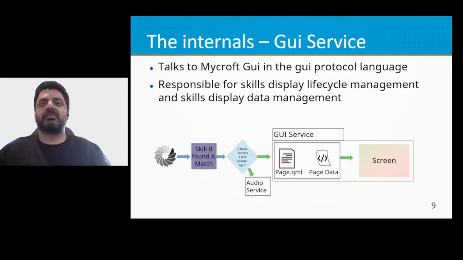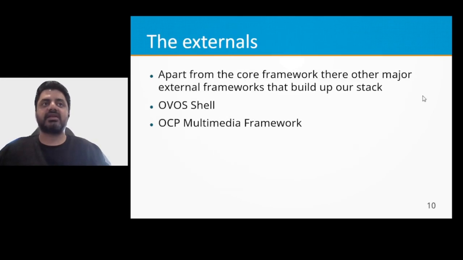When skills have found a match to a user query and can output audio, the skills can also have the ability to display this output using the GUI service. The GUI output can also be used to display a failure if a match is not found by the intent parsers. We also have some external important frameworks and services that build up the OVOS stack. The first one is the OpenVoiceOS shell, and the second is the OpenVoiceOS Common Play Multimedia Framework. Now, let's look at both of these in detail.